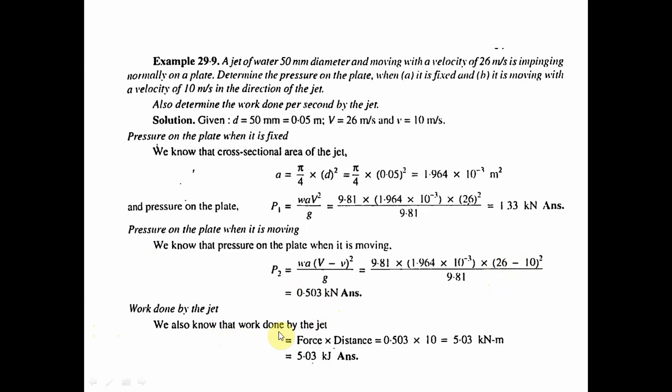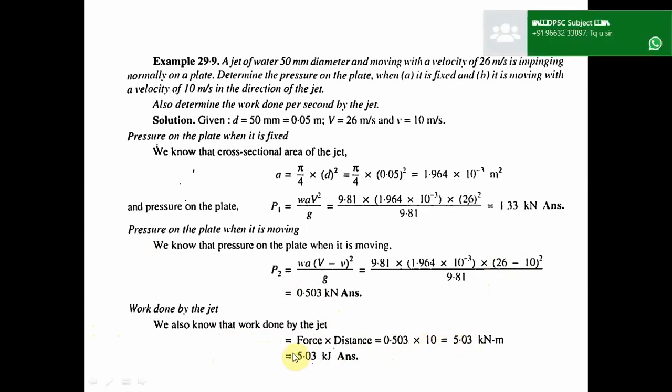We also know that work done by the jet is equal to force into distance, that is equal to force is 0.503 and distance is 10, that is equal to 5.03 kilonewton meter, then 5.03 kilojoules. Okay, next one.